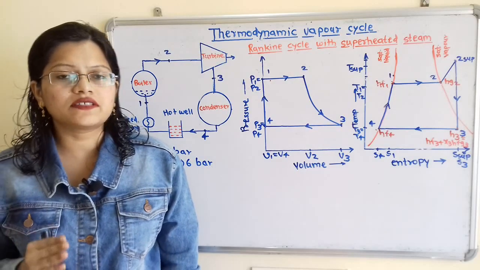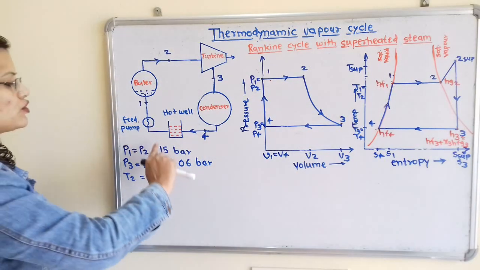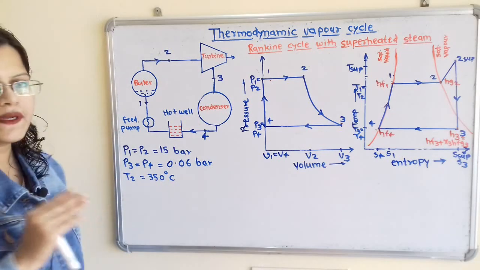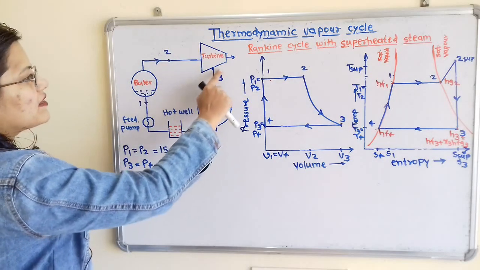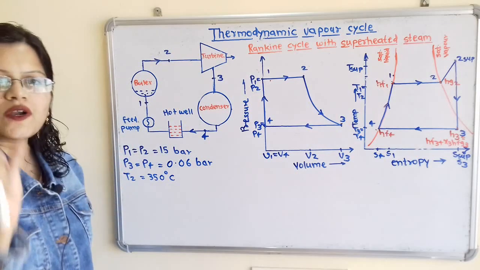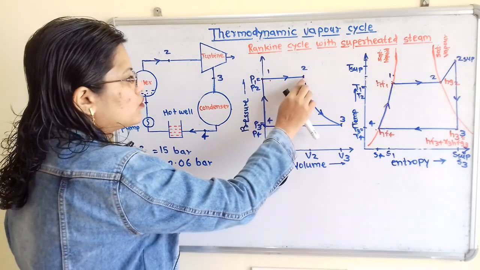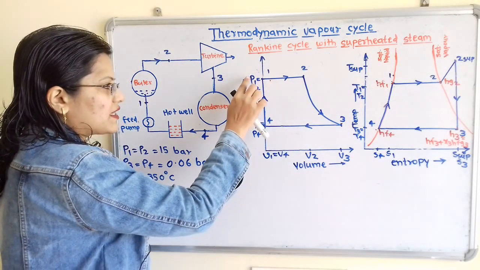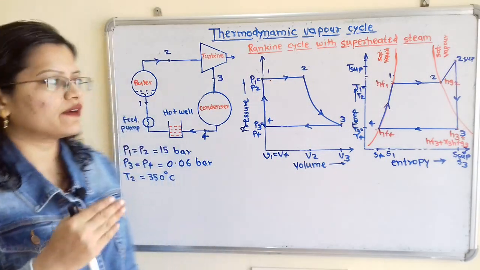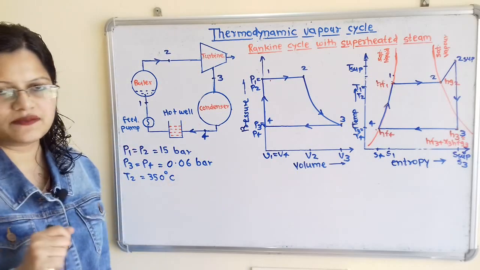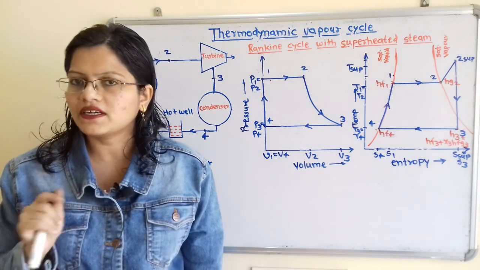Let us first understand what the given data is. It is given that the turbine receives steam at a pressure of 15 bar and temperature 350 degrees Celsius. Now if we observe, after the boiler, here is the turbine, and the turbine receives steam at point 2. So what is the pressure at point 2? It is given, 15 bar. But process 1 to 2 is taking place at constant pressure, so we will say that P1 is equal to P2 is equal to 15 bar. And temperature is also given, that is 350 degrees Celsius. So we will take here the temperature at point 2, that is T2 is equal to 350 degrees Celsius.